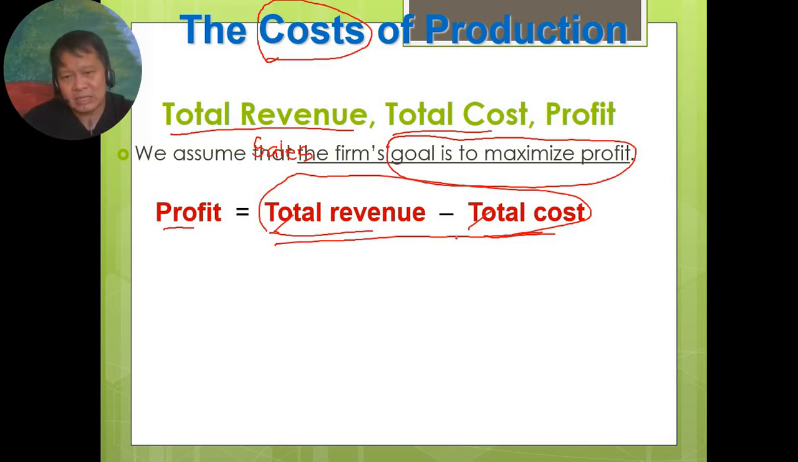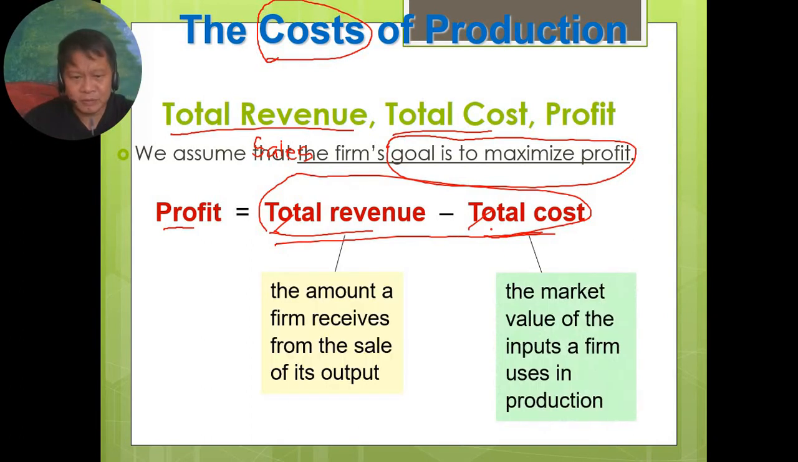So that is not debatable now. When you say total revenue, we're talking about the amount a firm receives from the sale, the amount of money received from the sale of its output. Total sales is the total revenue. When you say total cost, we're talking about the market value of the inputs.